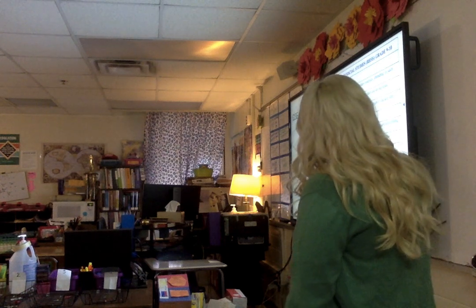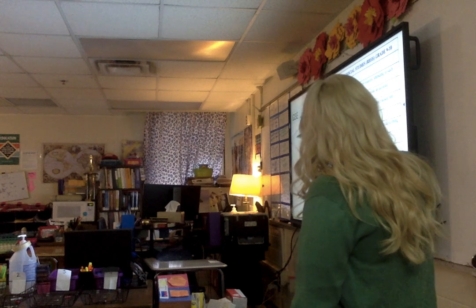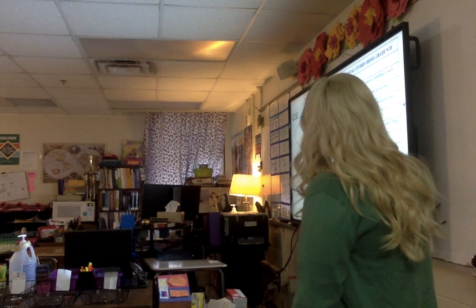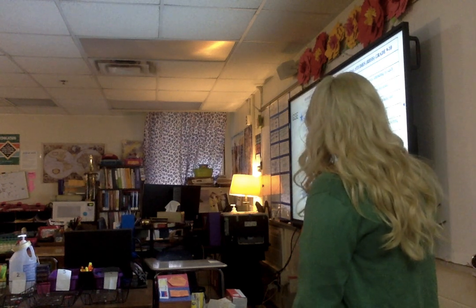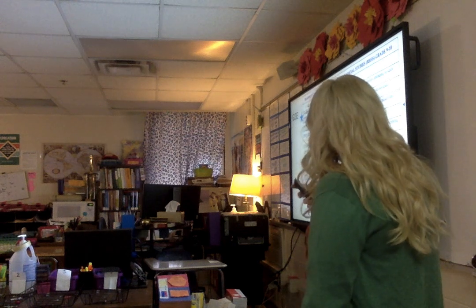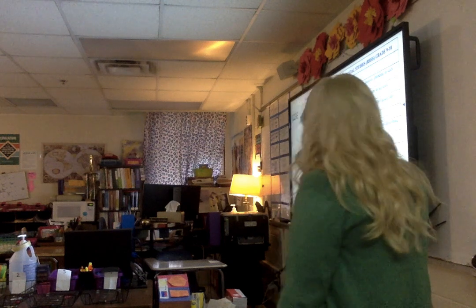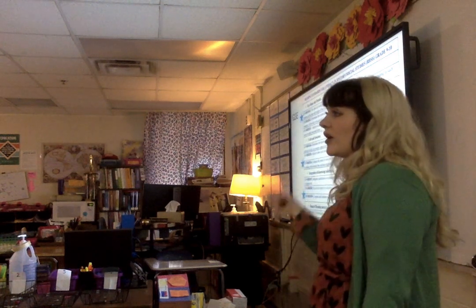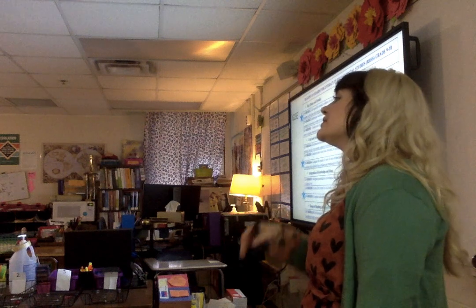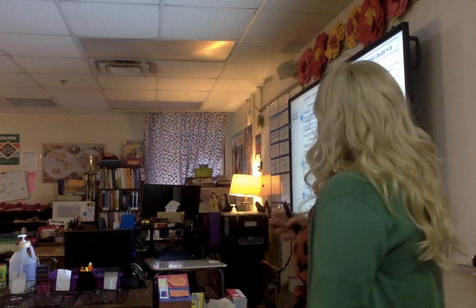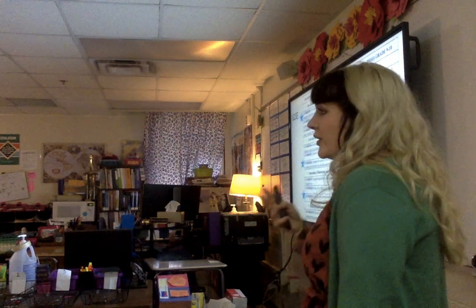So: cite specific textual evidence to support analysis of primary and secondary sources, compare the point of view of two or more authors and how they treat similar topics, and compare and contrast treatments of the same topic in primary and secondary sources. So not only are we learning how to analyze primary sources, but we're also discussing the point of view and what comes up behind it.